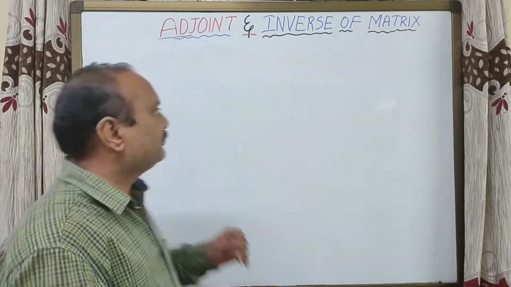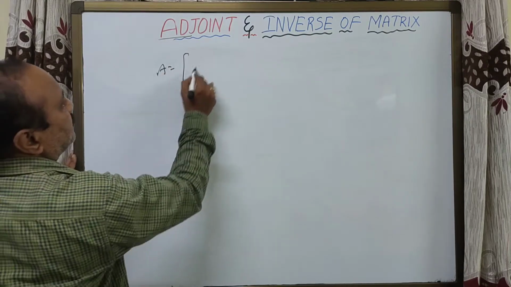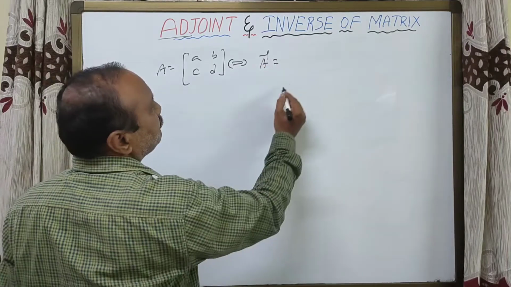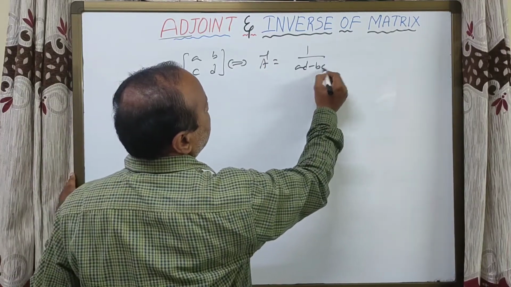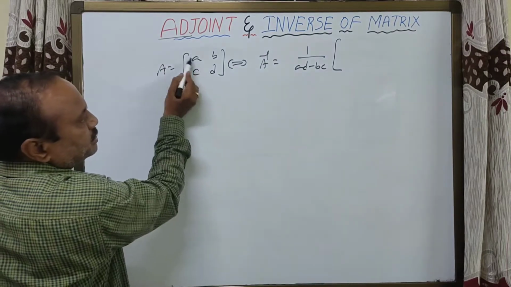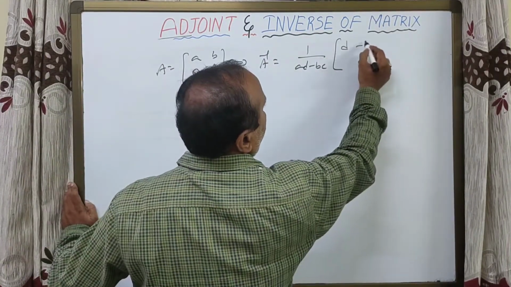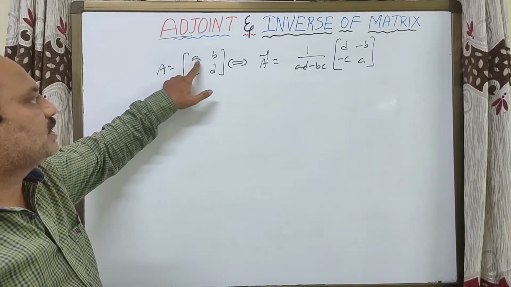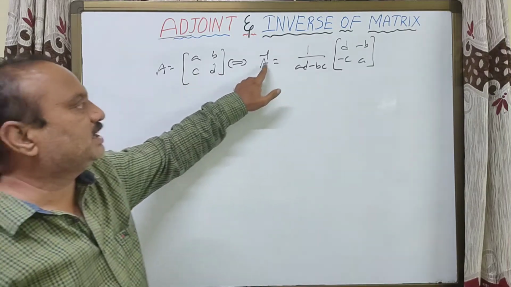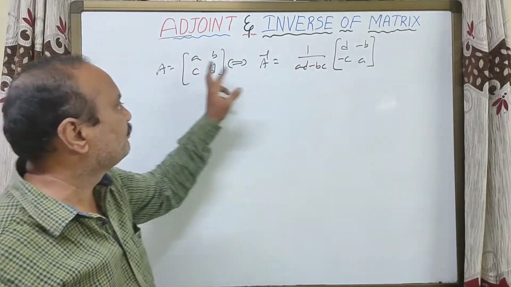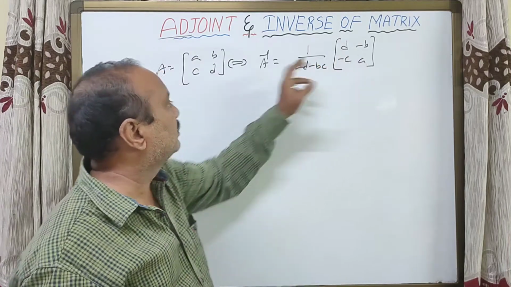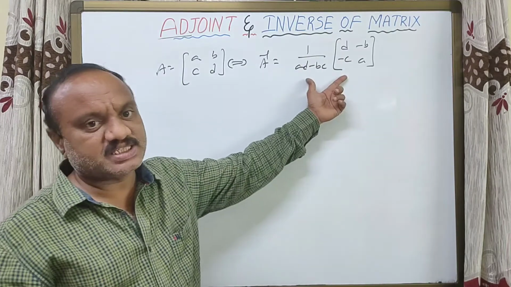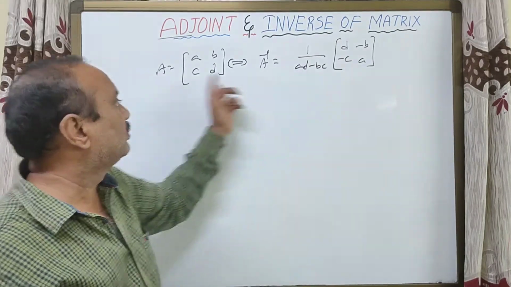Now if you take A equal to the 2 by 2 matrix A, B, C, D, then its inverse is like this: 1 by AD minus BC, interchange these two, D A, and write opposite signs for these, minus B minus C. This is the inverse of this.